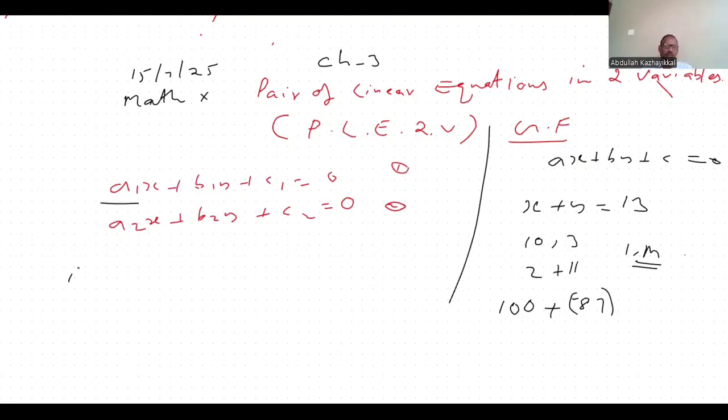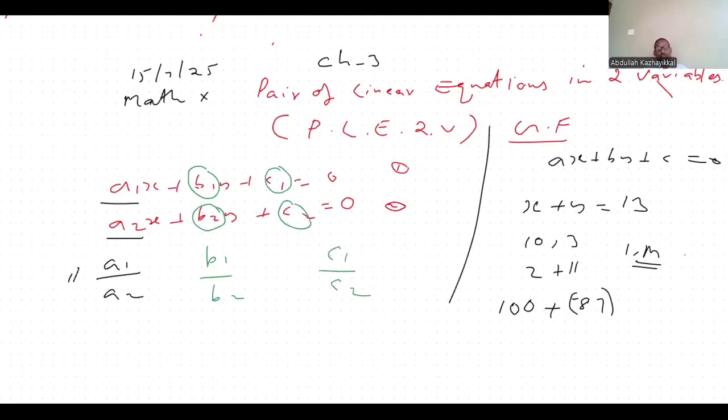Listen here, all of you. What I told you in the intro, everything is here. a1 by a2. Can you see a1 by a2? Now look here, you can see b1 by b2. Then another one, c1 by c2. I am writing here. Now here are the conditions. Three conditions are there. All of you remember the general form of a pair of linear equations in two variables.